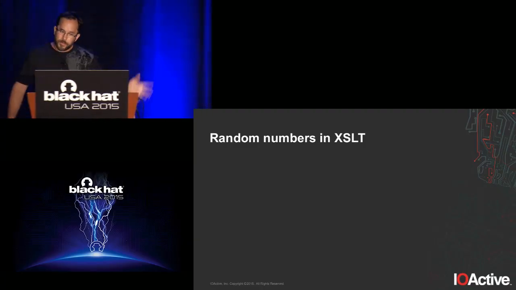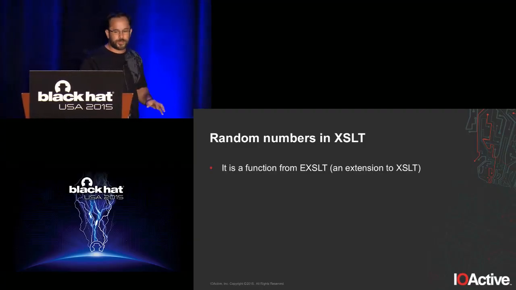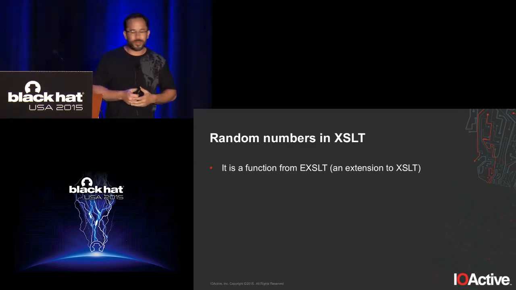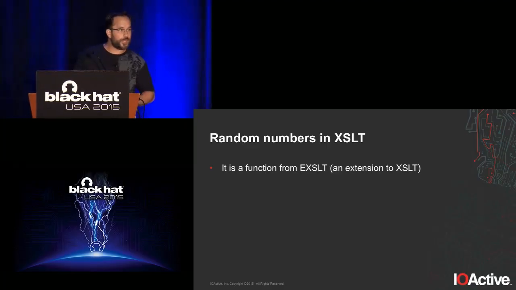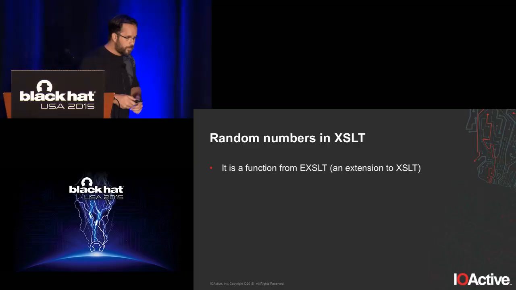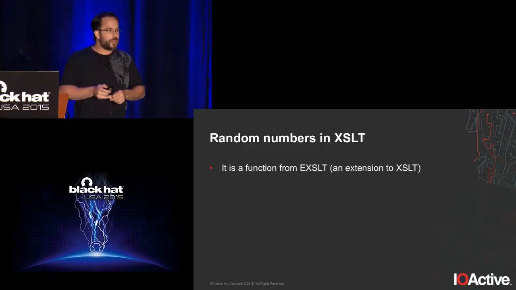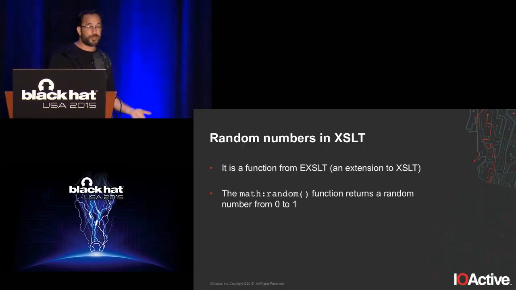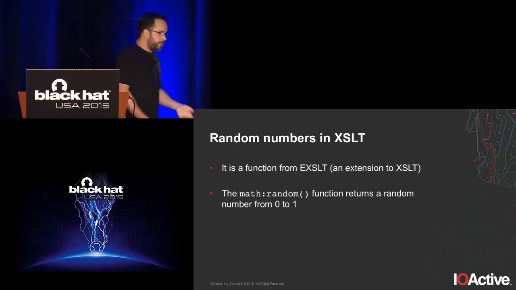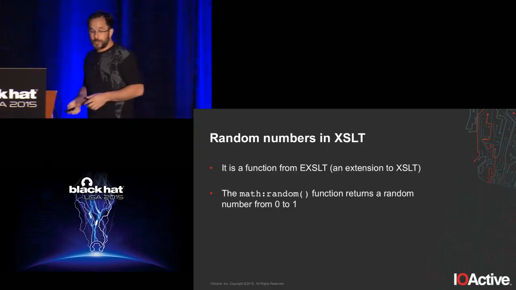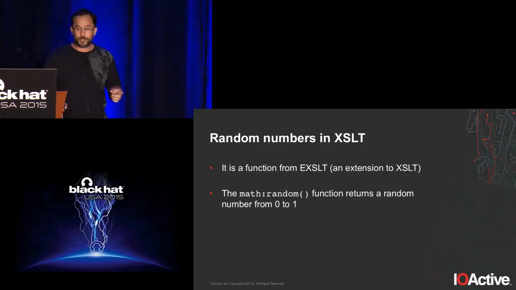So random numbers in XSLT may behave a little bit differently. First of all, it is not part of the original specification of XSLT. This is something that is in the extended specification. But being a developer myself, I believe that random numbers are a very basic thing in any programming language, and used in any XSLT implementation. So we are using a function called random, and it should return a number between 0 and 1.